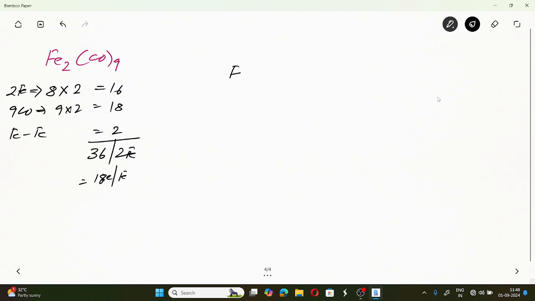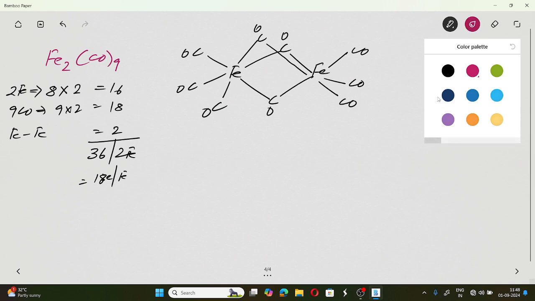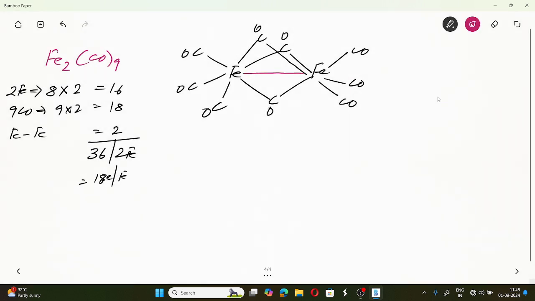And if you look at the structure, there are two bridging carbonyls. Sorry, there will be three bridging carbonyls, and at each of the metal centers there will be three terminal carbonyls, and this will be associated with a metal-metal bond. So this is the structure of Fe2(CO)9. Okay, so that means there are terminal carbonyls as well as bridging carbonyls. Both are present here.